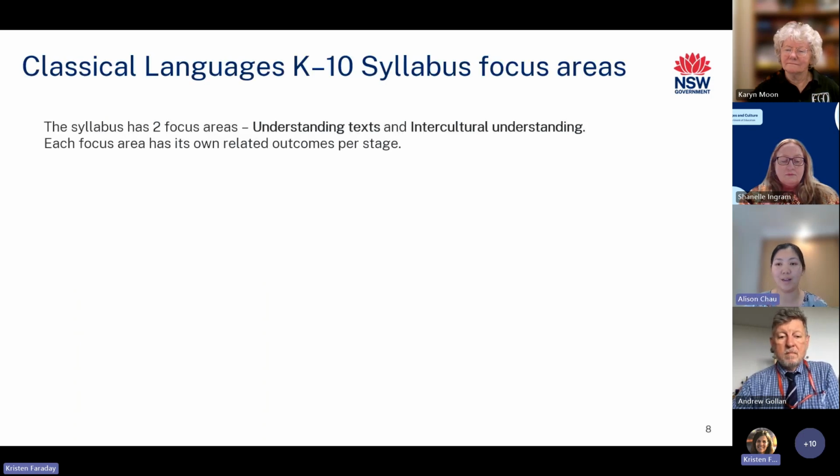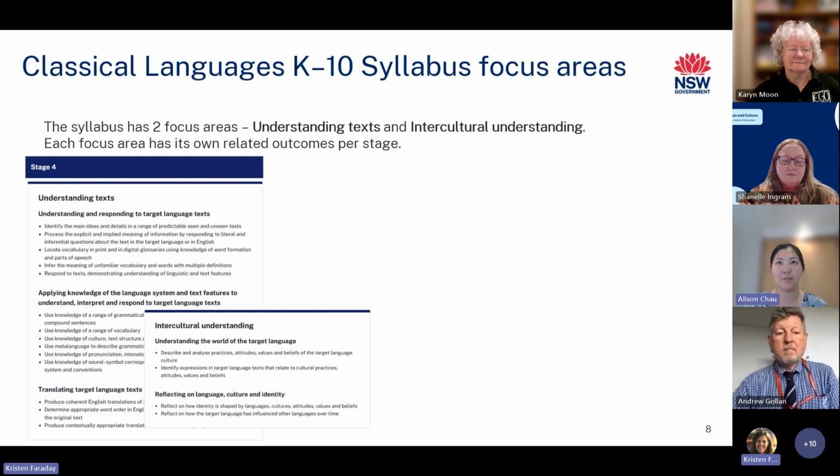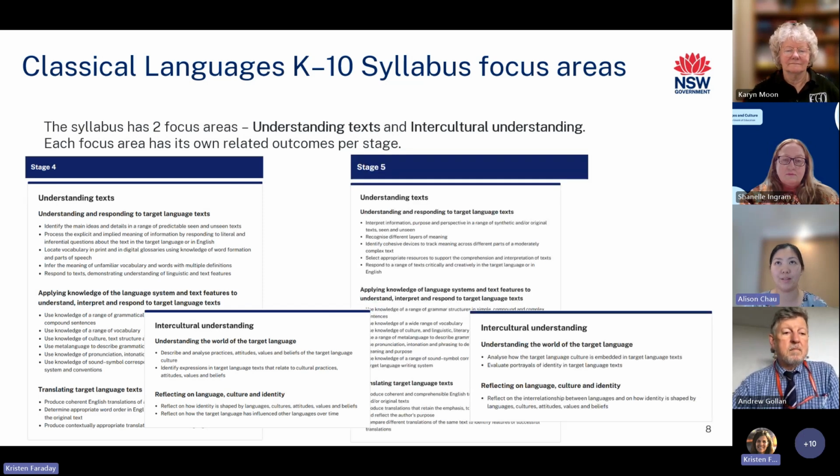Two focus areas, understanding texts and intercultural understanding, have their own related outcomes for Stage 4 and Stage 5, with their associated content dot points. These content dot points are considered essential learning in order for students to demonstrate achievement of the outcomes. And while they do not all need to be formally assessed, it is expected that each content point will be addressed at least once for each stage.